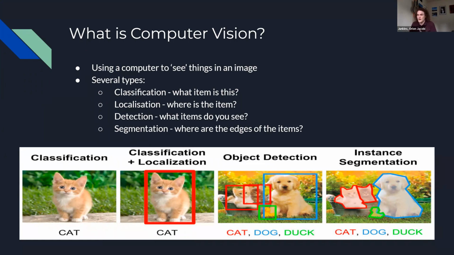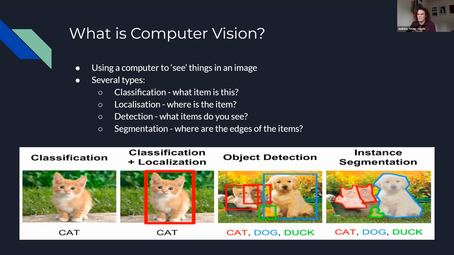They typically divide it into four categories. I list classification first: I could give you an image and ask, what is this? Is it a cat? And you can say, yes, this is a cat. Or localization: I know there's a cat, where is the cat? And you're able to put a bounding box around it and tell me the cat's right there. Or object detection, which is what items do you see? Then you'll say, hey, I see a cat over there, duck down there, dog up there.